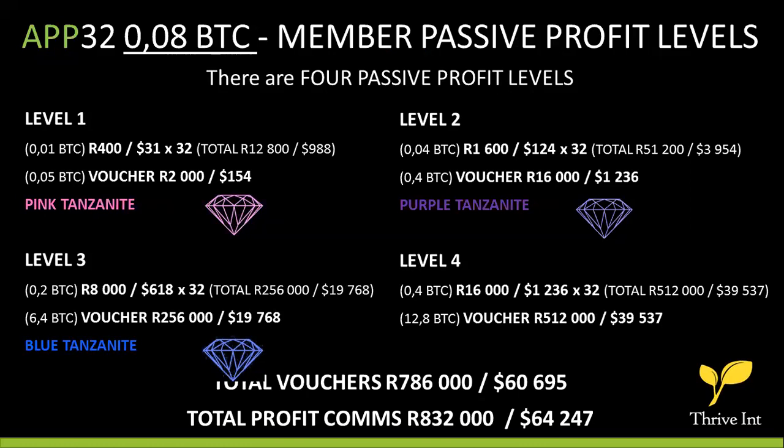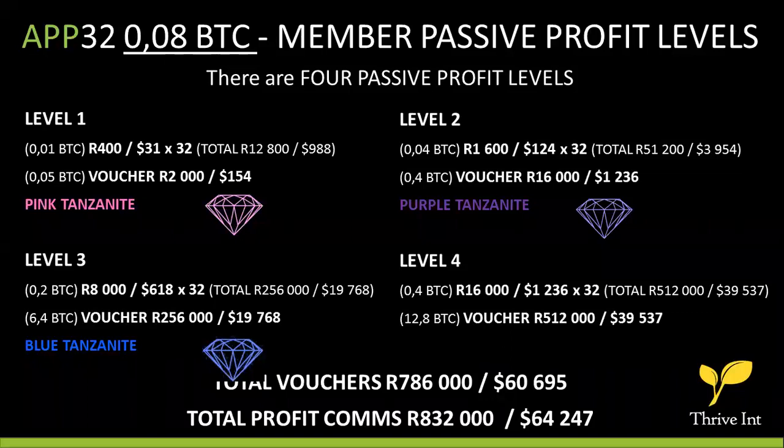Level 2, you get about $4,000 in Bitcoin commission, a 0.4 Bitcoin voucher of about $1,200, and you get a purple tanzanite in your name that becomes part of your current structure in the Adshare business. Then level 3, you get a total of about $20,000 in commissions. You get a voucher of 6.4 Bitcoin, which is about $20,000, and you get a blue tanzanite in your name, in your structure, and going through those cycles.